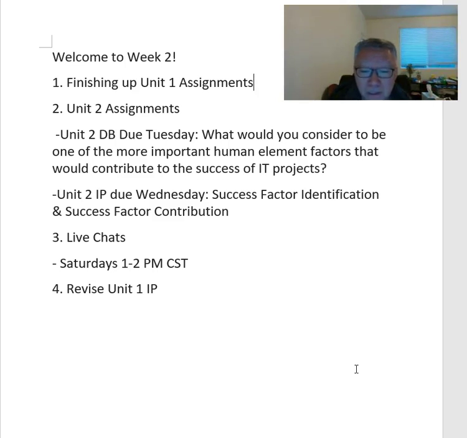I think I mentioned again last time that this is research writing, so you're going to have to submit the references, and you have to make sure that you cite them in your writing according to the APA format. Okay, so don't forget that when you write the discussion board. Now, the Unit 2 IP is going to be success factor identification and success factor contribution.